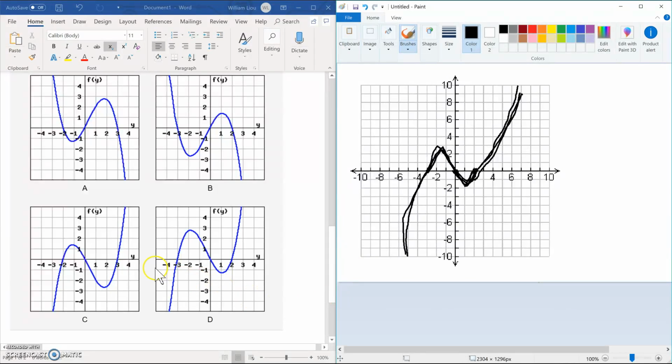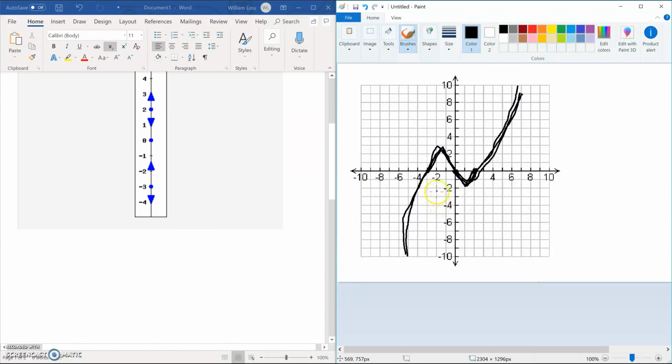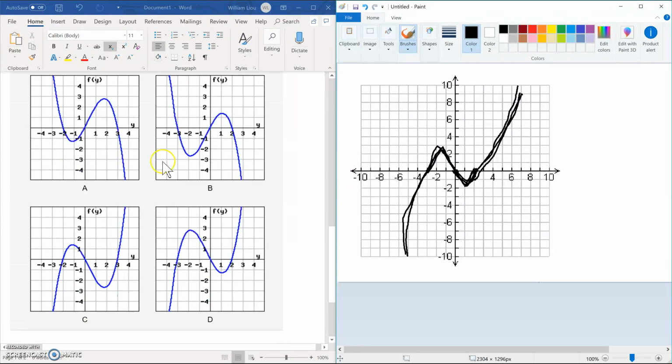And as you can see, first we want to search for the equilibrium points that cross over: -3, 0, and 2. So this one doesn't even have -3 or 2, so this one is definitely not right. This one right here is possible. The equilibrium points are correct, but it doesn't look very much like the graph that we drew.